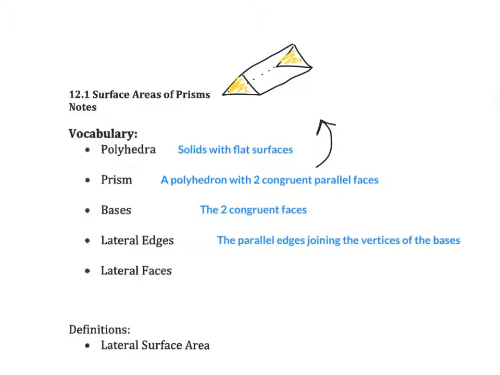The parallel edges joining the vertices of the bases are known as the lateral edges. So that would be right here, and then this dotted one in the back. The faces of the prism that are not bases would be the lateral faces. So that would be this right here, the one on the bottom, and there would be one more on the back side of this triangular prism.